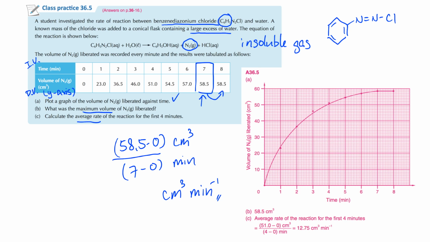Oops, I made a mistake. That will be the first 4 minutes. So remember, don't just look at average rate, you have to pay attention to the duration. So again, it should be 51 minus 0 over 4 minus 0, for this case.